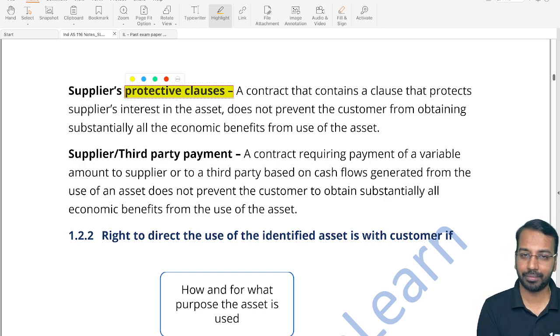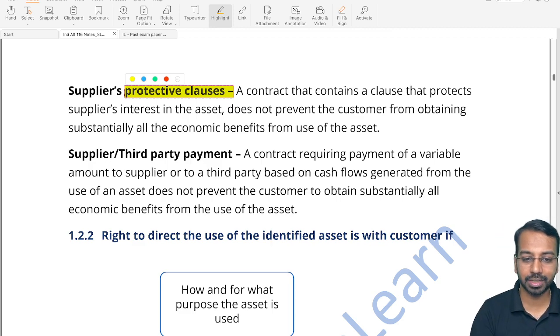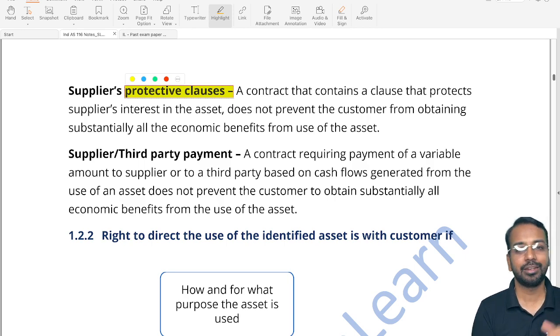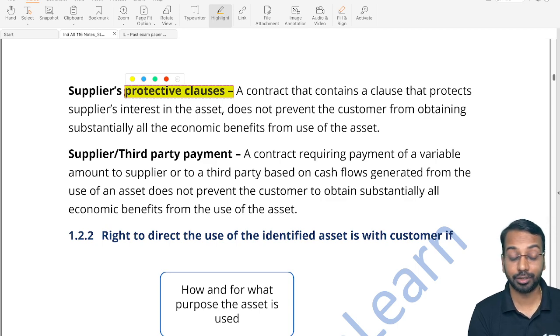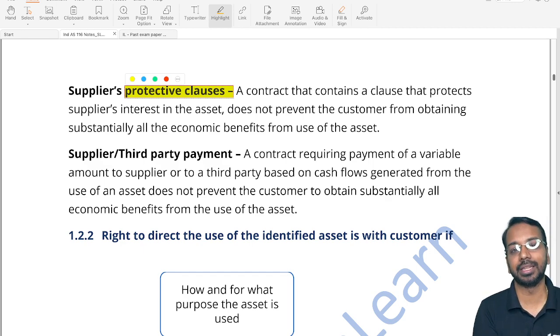For example, if I have taken a car on lease, the supplier will say, you can drive it, but you cannot drive it in some specific states, or you cannot carry heavy goods in the car. Such clauses are called protective clauses. Within the terms of the contract, even if the supplier has protective clauses, within the area allowed in the contract, I should get the benefit. For example, if you are using a hostel room, what is the benefit of the hostel room? You can stay and you can study there. You have a place to stay. So you are able to use it within the terms and conditions governed in the contract.